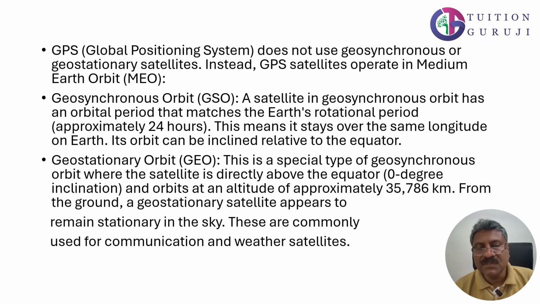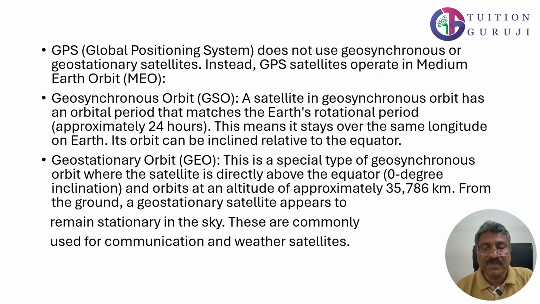There are two more types of orbits for satellites. They are called geosynchronous orbit and geostationary orbit. The Global Positioning System does not use geosynchronous or geostationary satellites. Instead, GPS satellites operate in medium Earth orbits. A satellite in geosynchronous orbit has an orbital period that matches the Earth's rotational period, approximately 24 hours. This means that it stays over the same longitude of Earth. Its orbit can be inclined relative to the equator.